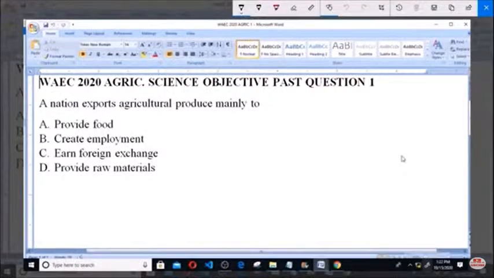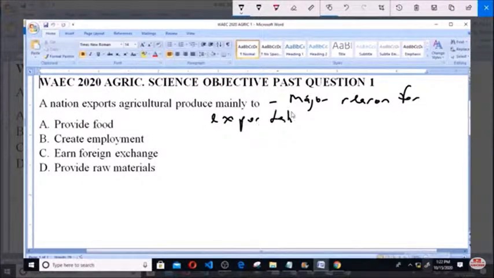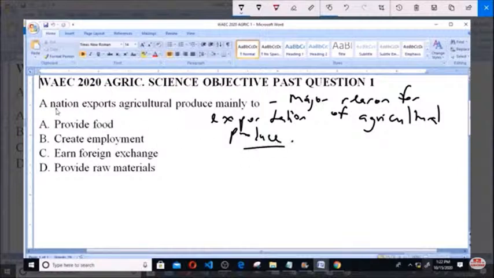A nation exports agricultural produce mainly to A. Provide food, B. Create employment, C. Earn foreign exchange, D. Provide raw materials. So we're asked for the major reason for exportation of agricultural produce. So why does a country or a nation choose to export agricultural produce?